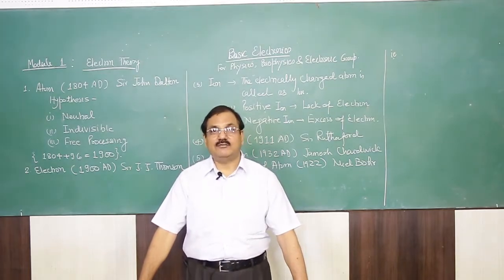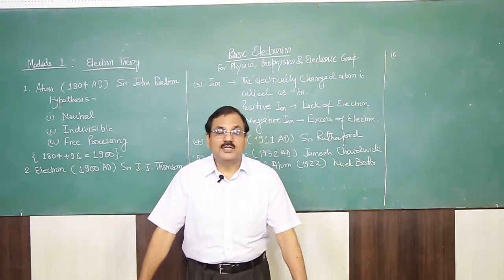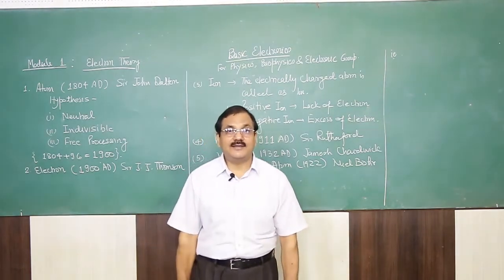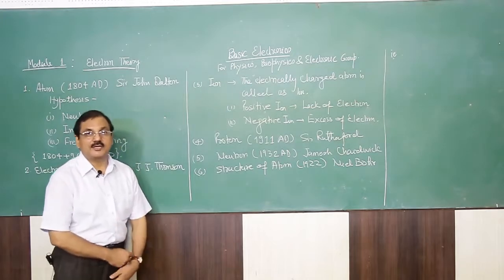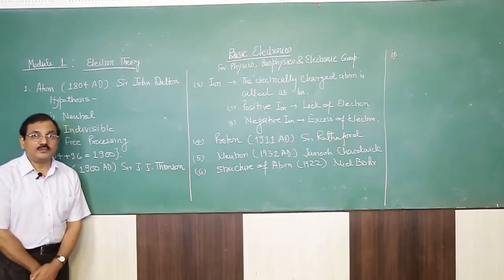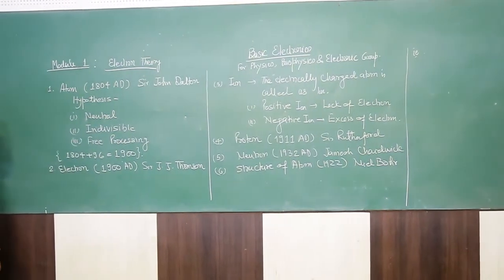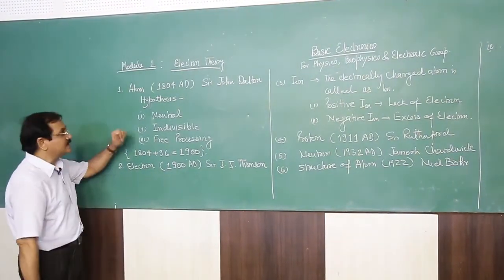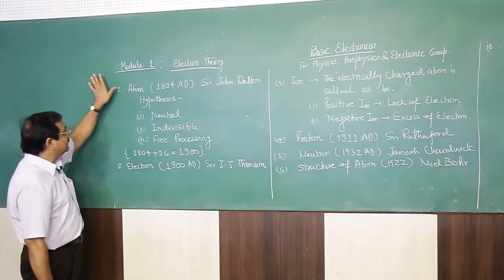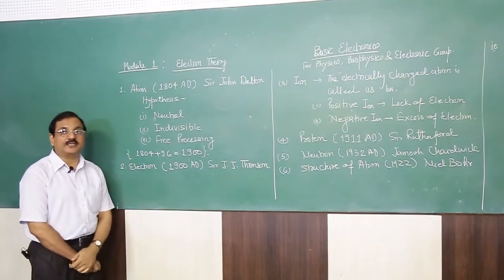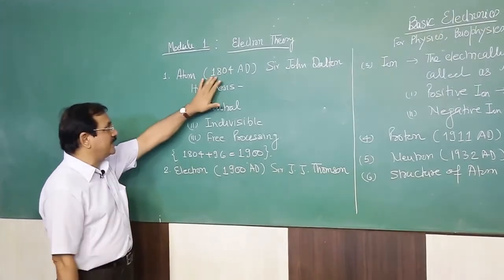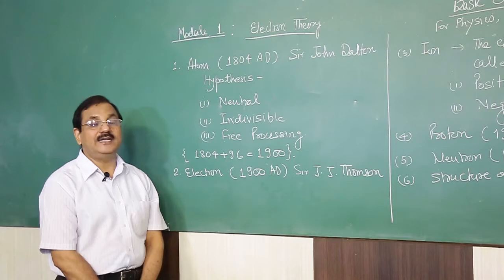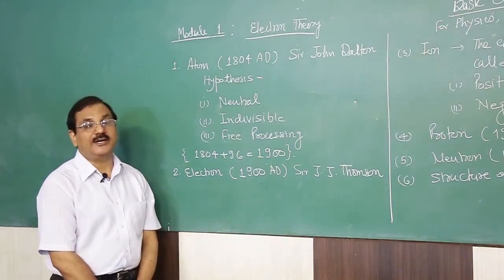Today I would like to start the first module. The first module is electron theory. So, in the electron theory we have to start with the concept of electron. Before going to the electron we have to see the previous concept of the electron, that is, the first name of atom was proposed by Sir John Dalton in 1804 in his famous atomic theory.